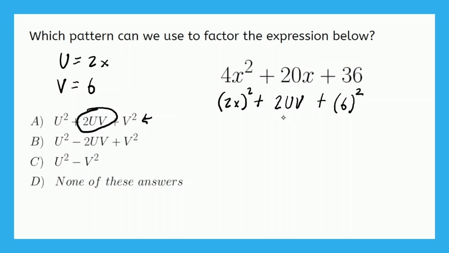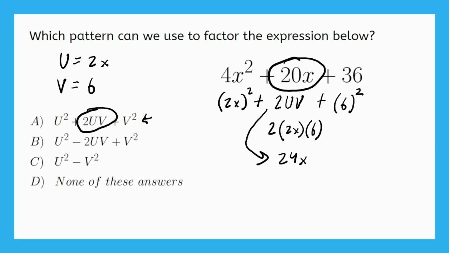So we already know u and v, so 2 times u, but we already know that u is 2x, so 2 times 2x times 6 will give us what? 2 times 2 is 4, times 6 is 24, that will give us 24x. Okay, now 2uv we just decided is 24x. Is that the same as the middle term in the original expression?